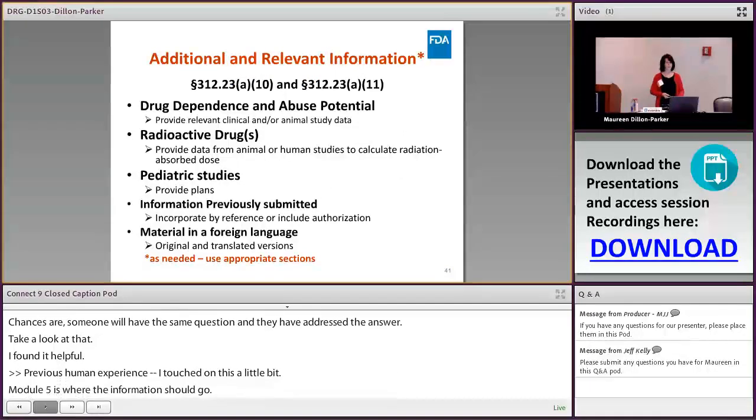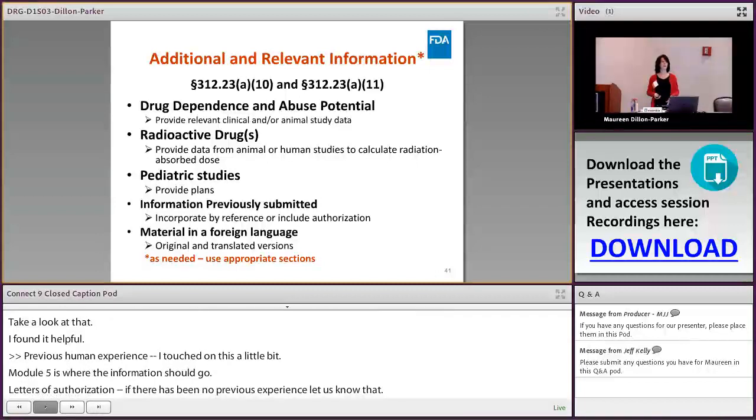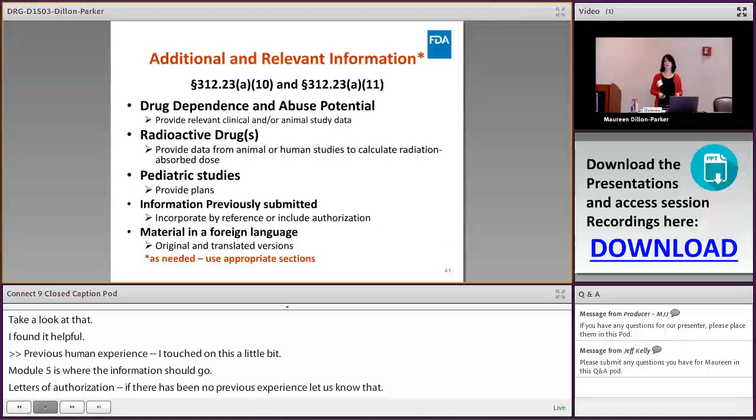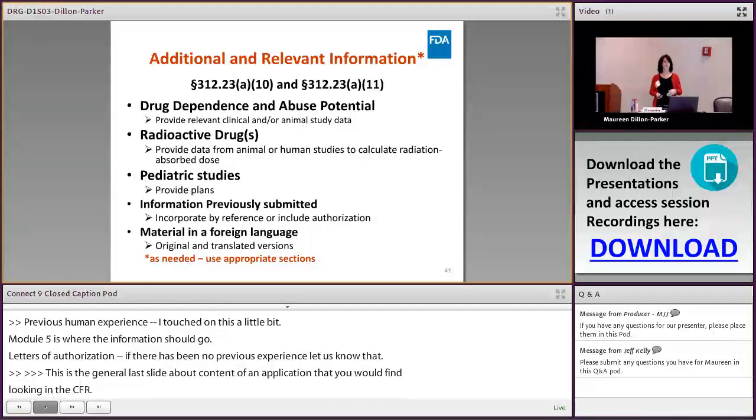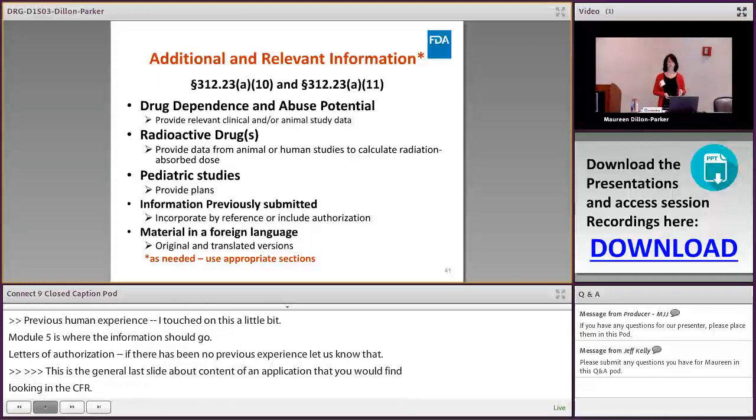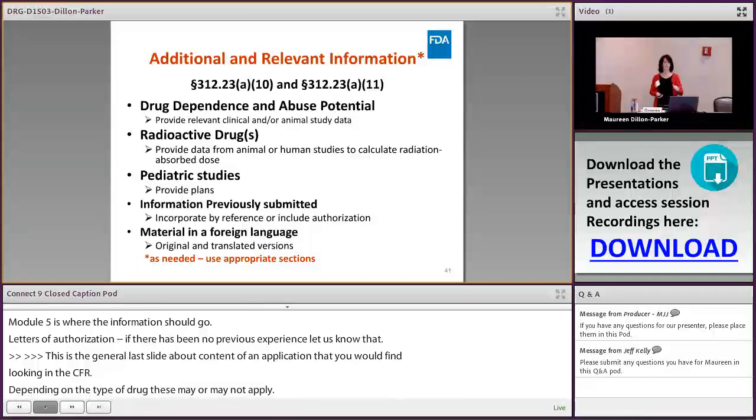And so this is kind of my general last slide about contents of an application that you would find when you look in the CFR, and they're listed there, 312.23(a)(10) and (a)(11). And depending on what type of drug you have, these may or may not apply. And where these go in the hierarchy of the submission, I advise you to go back and look at that hierarchy, because it might go in a section that you actually wouldn't have thought it went into. So go back and look at that.